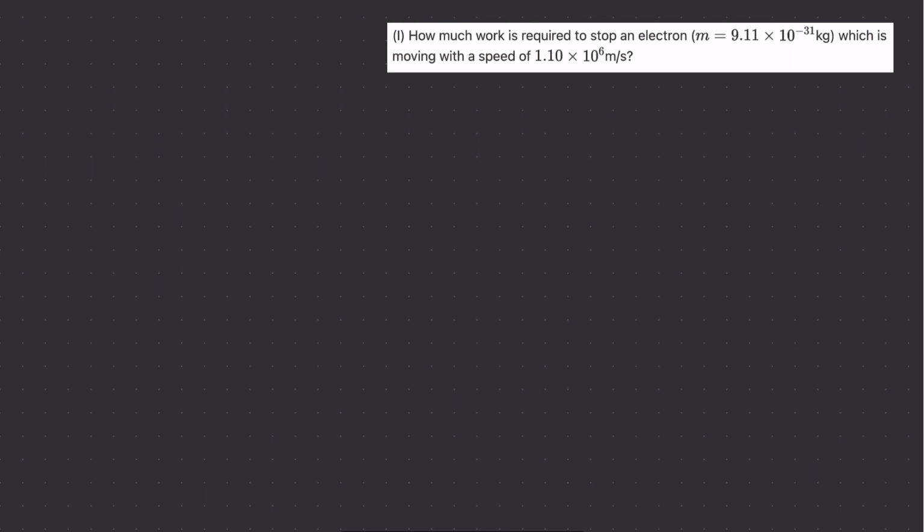In order to calculate how much work is required, we're going to go ahead and recall the work energy principle. This work energy principle says that work is going to be equal to the final kinetic energy. We'll say kinetic energy sub final minus the initial kinetic energy.